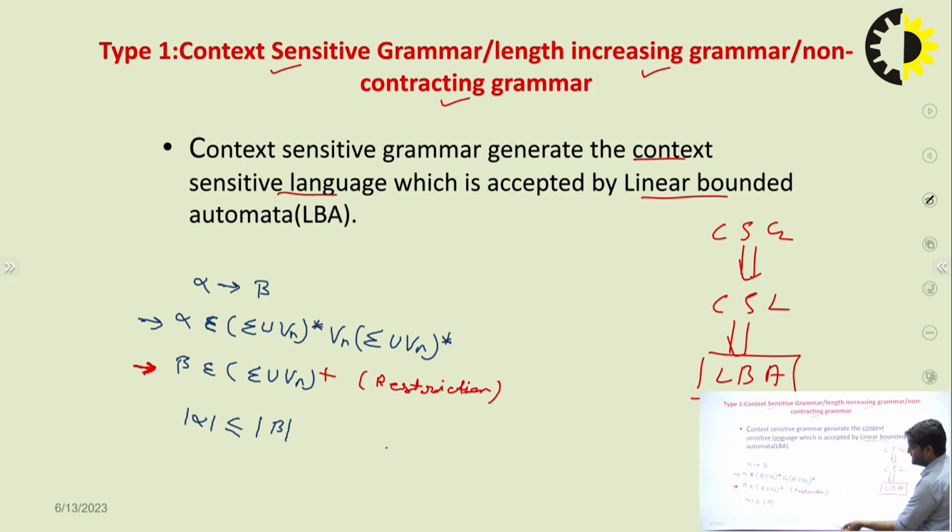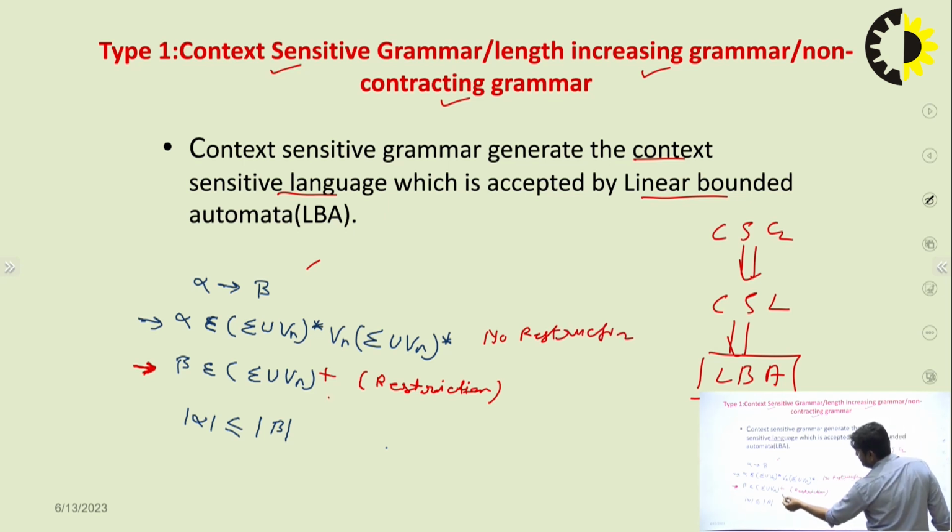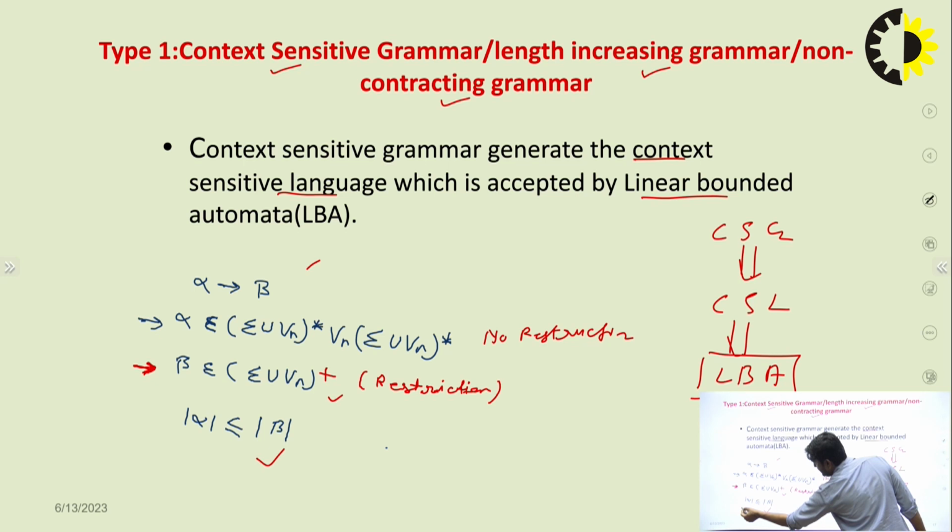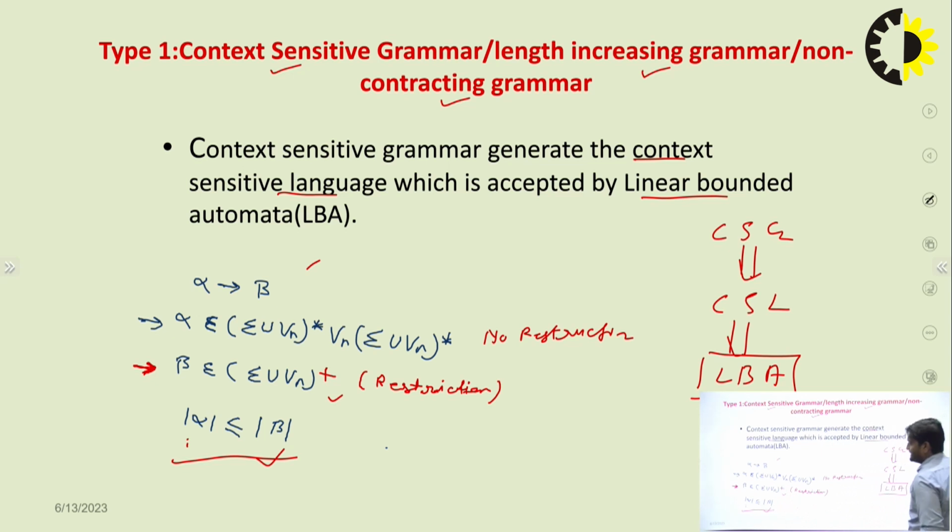Now we define it in mathematical terms. The production is given as alpha generates beta. Here there is a restriction on the right hand side, but no restriction on the left hand side. The only restriction is on the right hand side. It does not include epsilon, and it is also known as a non-contracting or length increasing grammar. The length of alpha in a production is always less than or equal to the length of the right hand side. Let's take an example to understand easily.